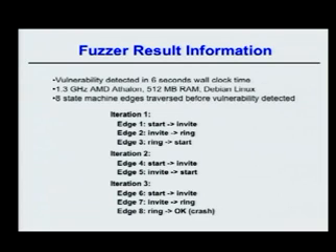It only had to traverse 8 edges before it found that error. It was doing it randomly, right? It was doing it randomly, and it traversed 8 edges before it actually ran into the bug.